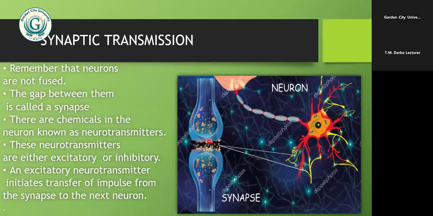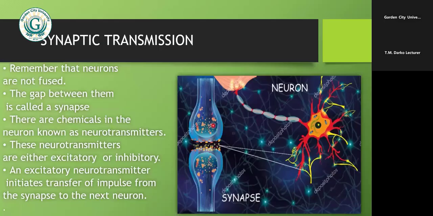Exactly. Good. Now, these neurotransmitters, we have two major types. We have what we call excitatory neurotransmitters and inhibitory neurotransmitters. I repeat, we have excitatory neurotransmitters and inhibitory neurotransmitters. Does it make sense? Yes, please. Good.